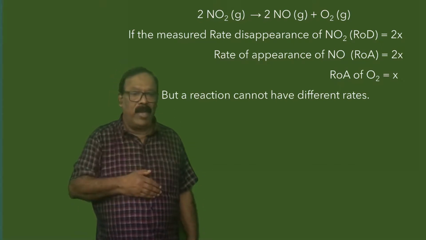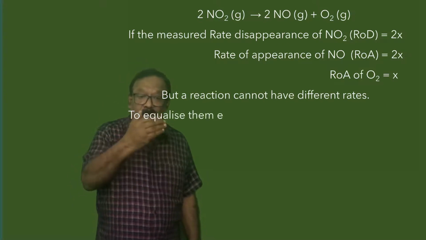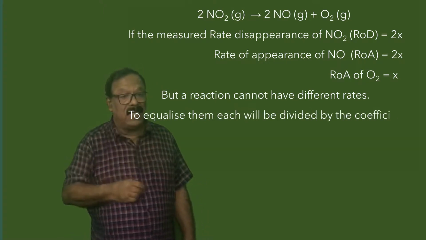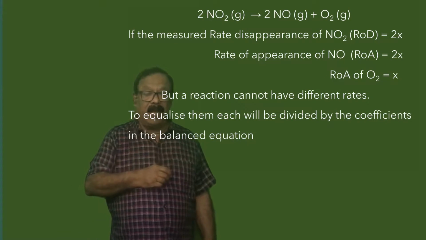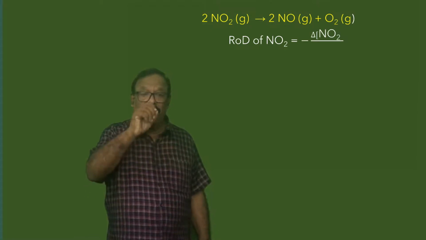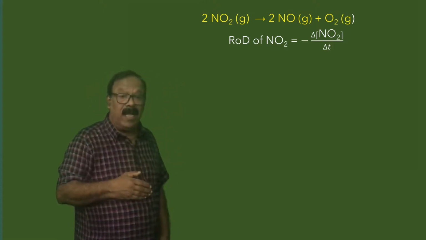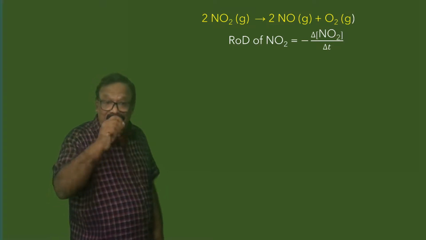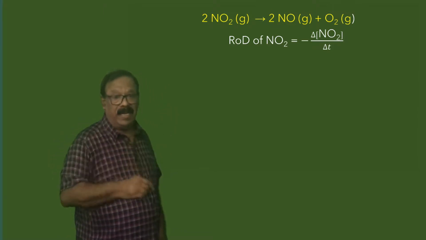So how will you write the rates of disappearance? To equalize them, each will be divided by the coefficients in the balanced equation. So how can we write the rate of disappearance of NO2? When writing the rate of disappearance, do not write this coefficient. It is simply minus delta NO2 by delta T. What does the minus sign indicate? It indicates that the concentration of NO2, that is the reactant, decreases with time.